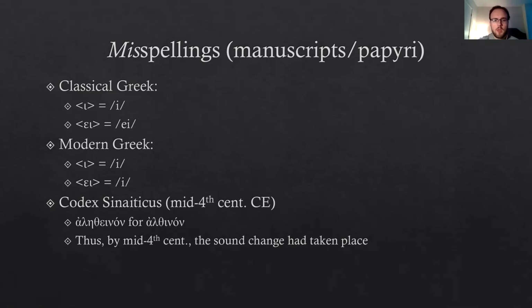And when we examine Codex Sinaiticus, which is a mid-4th century CE uncial codex of the Greek New Testament, one of the great uncial codices, in fact, we can start to see some instances of these sounds actually being confused for one another.